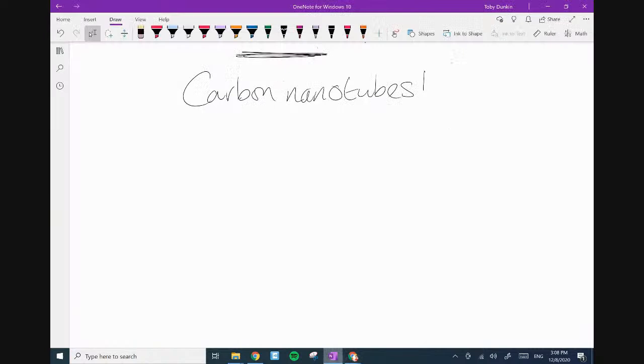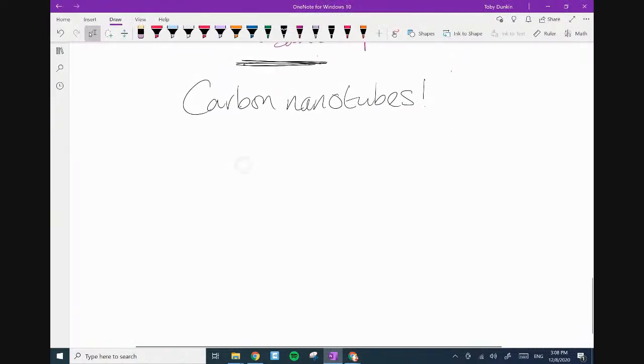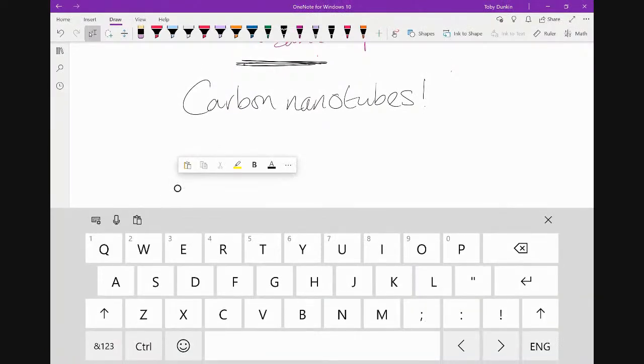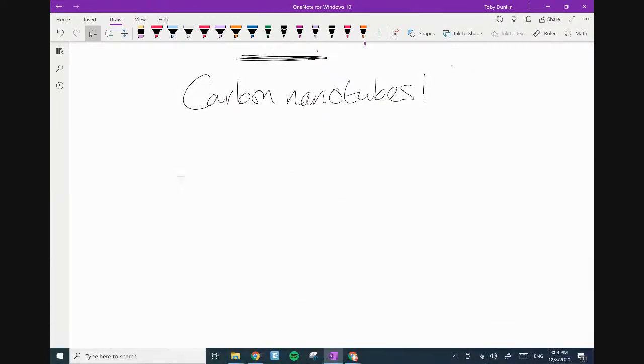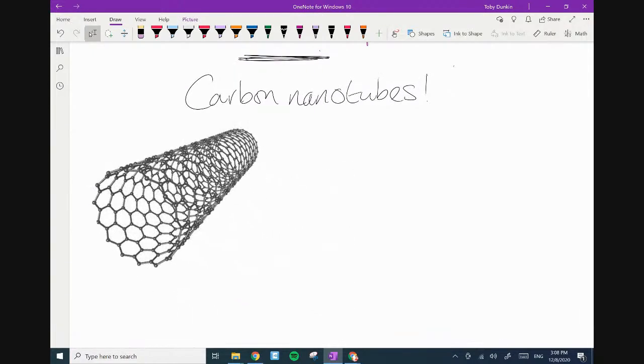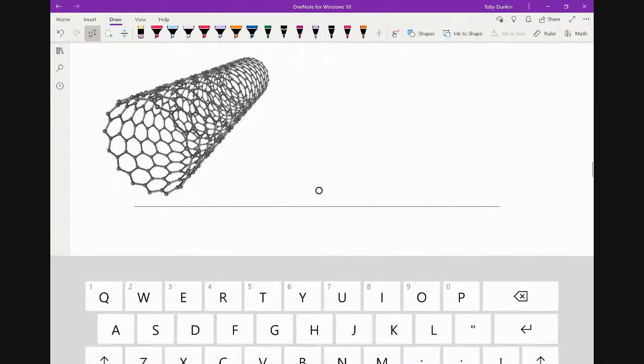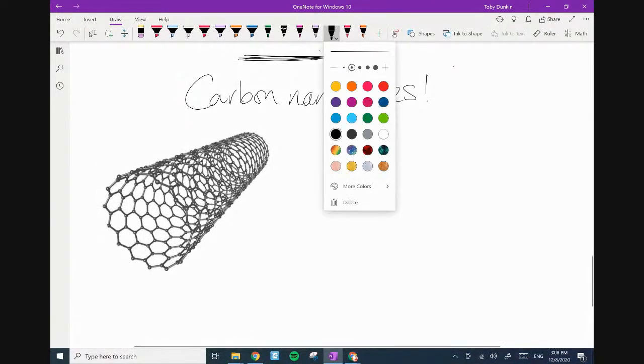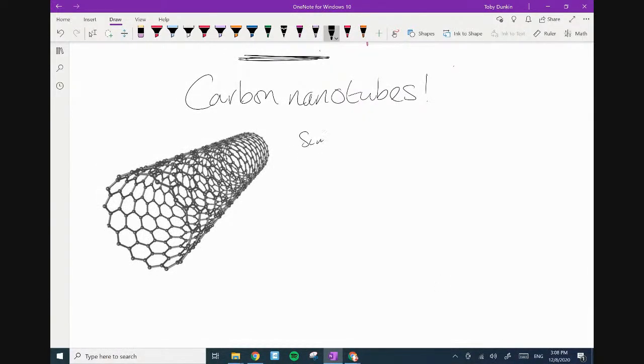Copy. So carbon nanotubes are really cool because we discovered that we could take the graphite and we could roll it into a tube. How cool is that? So this is like an electrical wire, similar to wires.